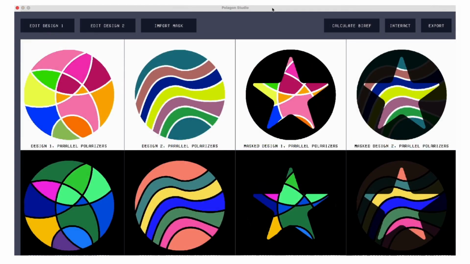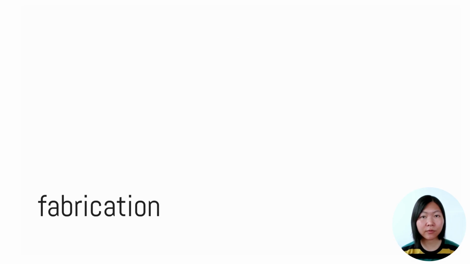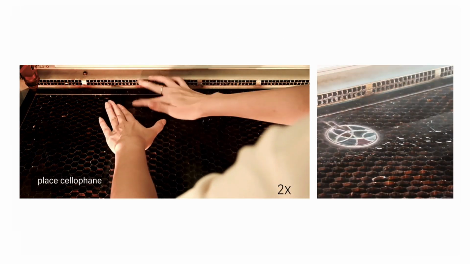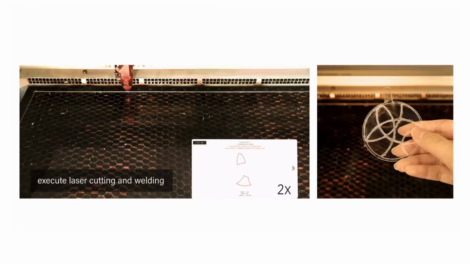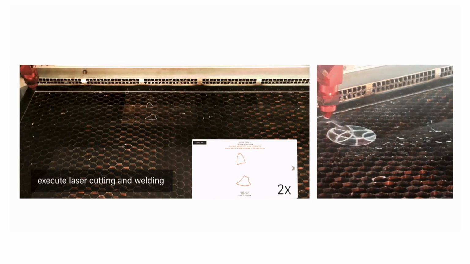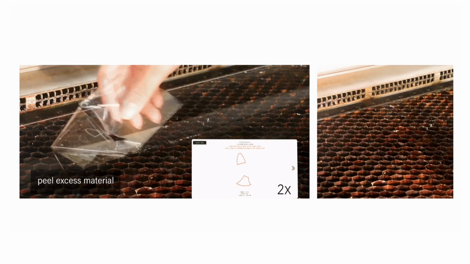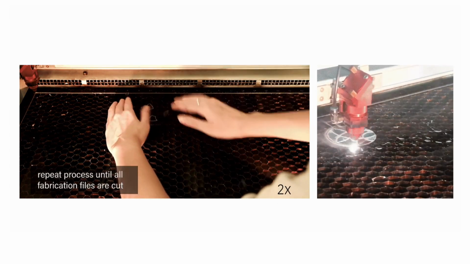When the user is done with their design, they can export files that are ready for fabrication, and then follow the steps in our custom fabrication process. The process of fabricating a mosaic involves loading a fabrication file, placing the required cellophane sheet into the laser cutter, running the laser cutter, peeling the outer areas of the sheet, and repeating until all files are fabricated. Note that the mosaic holds together because at each fabrication step, the heat of the laser cuts and lightly welds the shapes to lower layers.